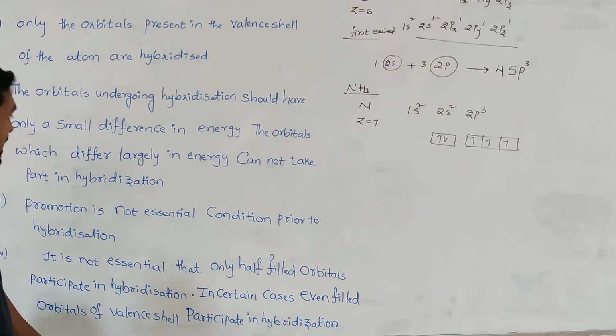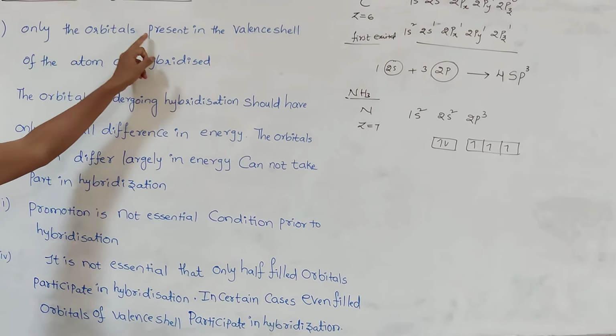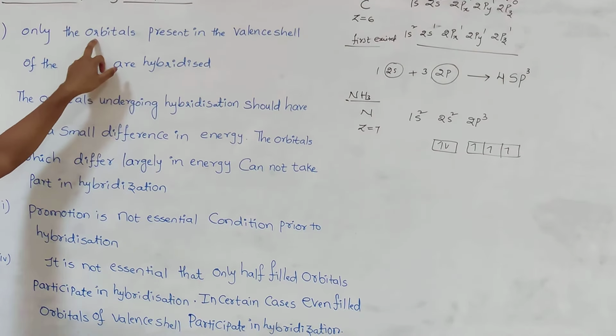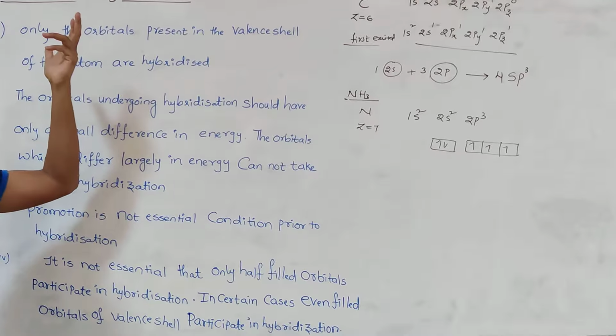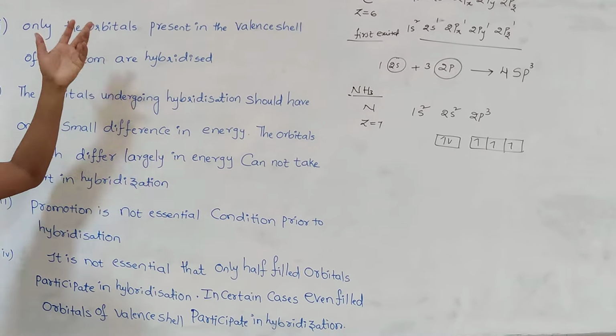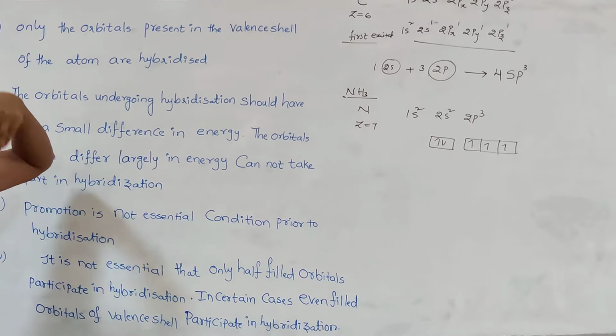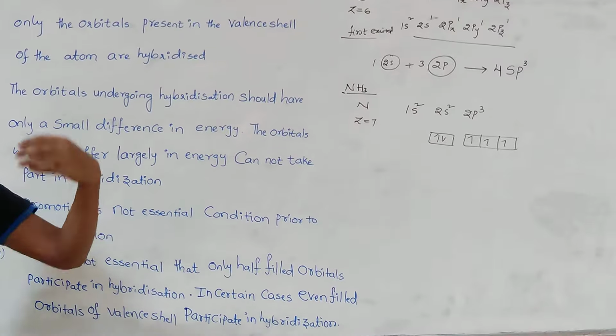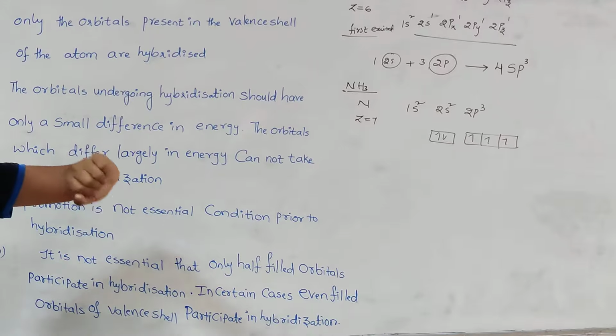So what is the condition there? The orbitals present in the valency shell of the atom are hybridized. It was not clearly mentioned here whether they are half-filled or full-filled. If any orbital is present in the valency shell, whether it is half-filled or full-filled, that can participate in the hybridization.